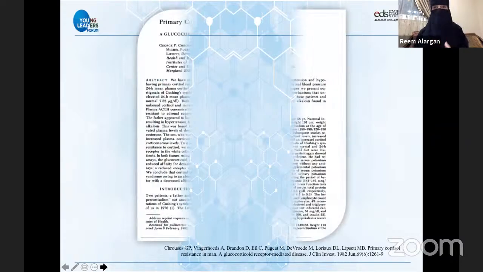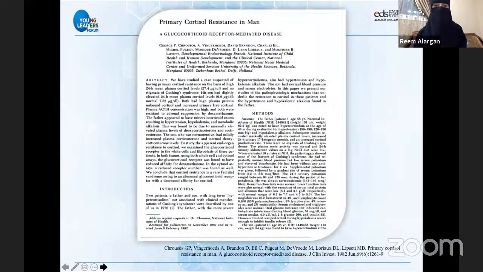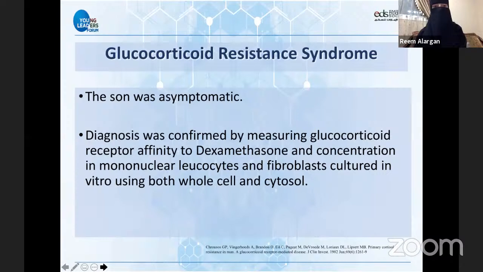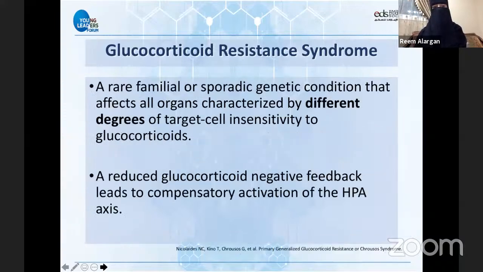So, just going over the condition briefly. It was first described by George Chrousos in 1982 when he reported two patients, a father and a son. The father presented with long-standing hypercortisolemia with hypertension and hypokalemia, without signs of Cushing syndrome. The son was asymptomatic, and they confirmed the diagnosis by measuring the glucocorticoid receptor affinity to dexamethasone.